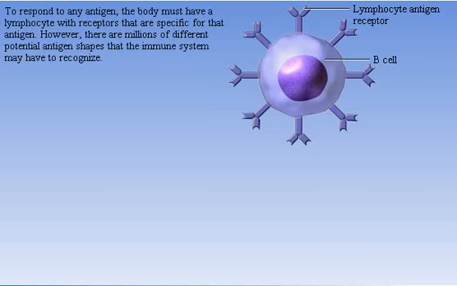As we've just seen, to respond to any antigen, the body must have a lymphocyte with receptors that are specific for that antigen. The problem that the immune system faces is that there are millions of different potential antigen shapes that it may have to recognize. Click the B cell to learn how the immune system solves this problem.